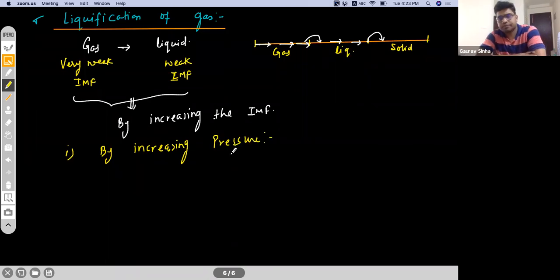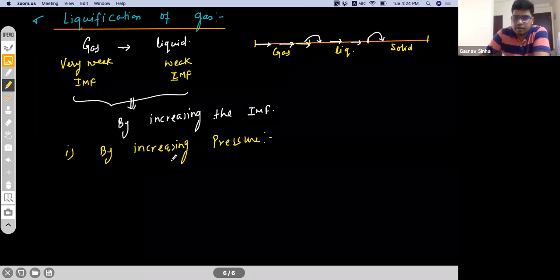In this, just write one line: as pressure increases, volume decreases, contraction takes place, the average distance between the gaseous particles decreases, and hence interaction increases. Okay, this is the first condition here.